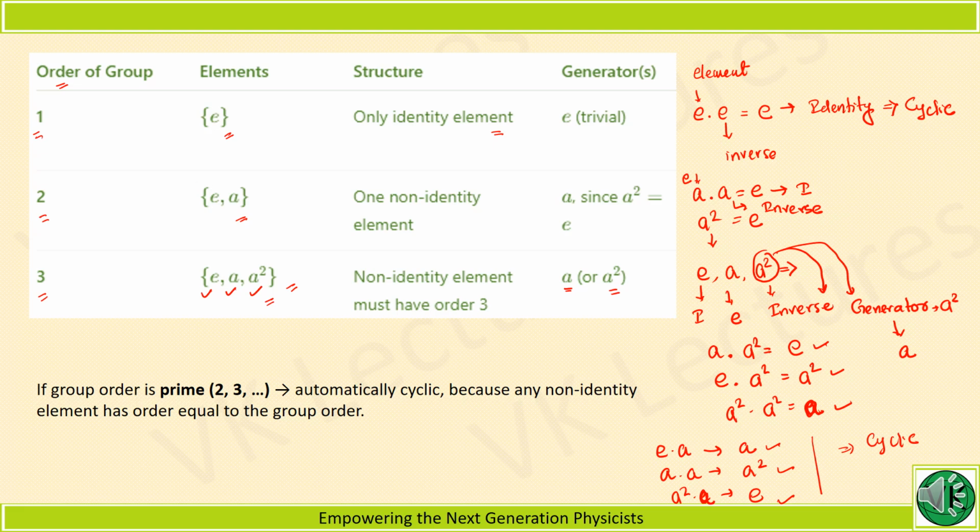Now there is an important statement that if the group order is a prime number, 2, 3, 5, 7, etc., then it is automatically cyclic. So if there is any group of order 5, it is cyclic by nature.